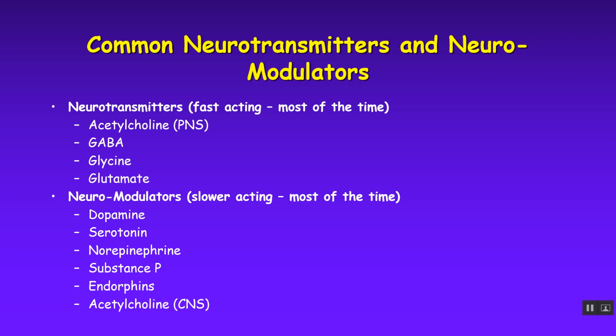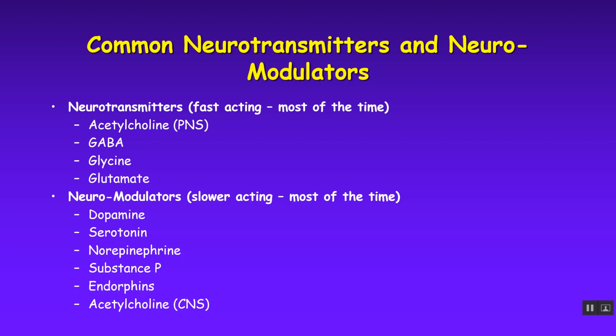GABA, glycine, and glutamate. Don't ask me why it took me 20 years to figure this out, and you guys already probably see it. If it starts with a G, it's a fast acting neurotransmitter. If it starts with an A, it depends on whether it's in the peripheral or central nervous system. All the rest, if it doesn't start with an A or a G, are going to be neuromodulators, right? Does that make sense? The rule works: dopamine, serotonin, substance P, endorphins. Man, that would have made my life so much easier all these years. So, glad we could figure that out together.